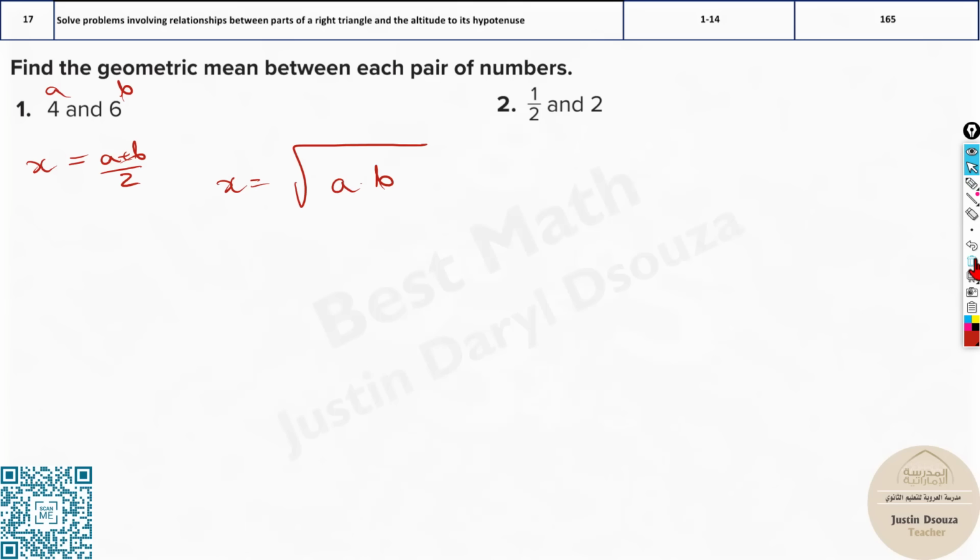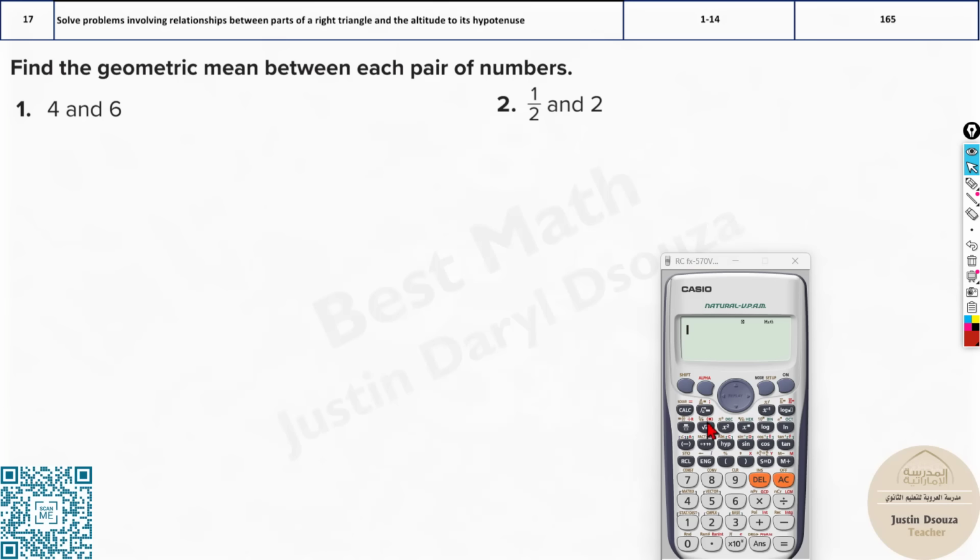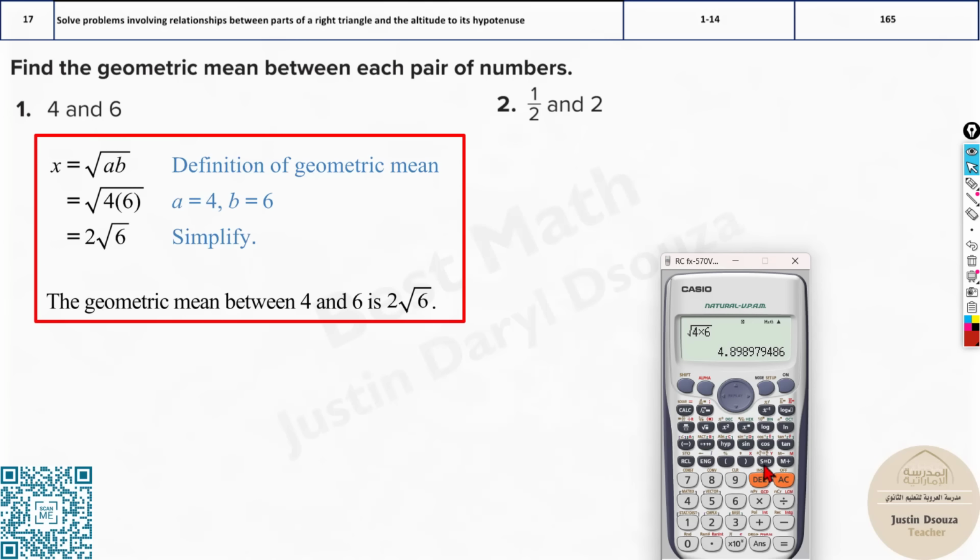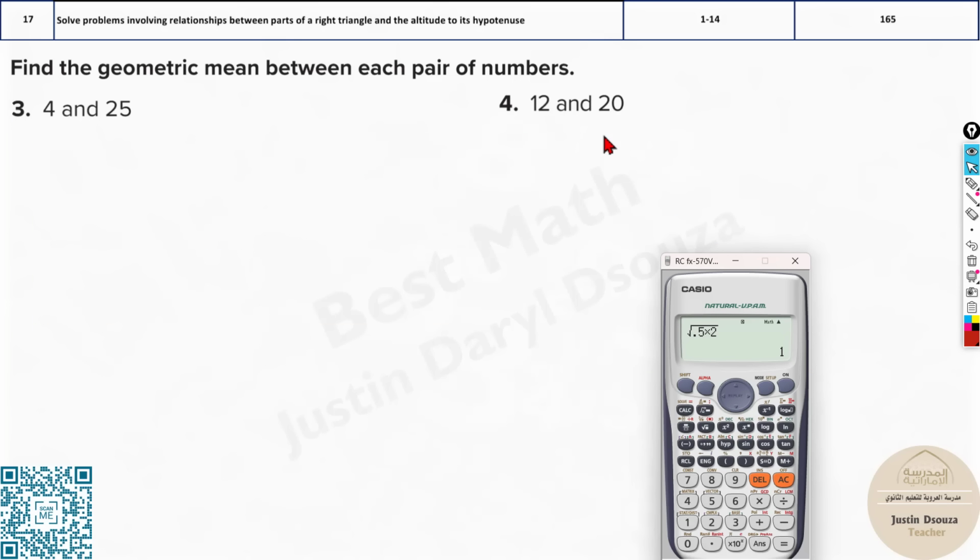So we can use the calculator and solve them directly. Let me show in the calculator itself. All you do is square root and multiply them both. 4 times 6. That's the answer. It's 4.89, or you can write it as 2 square root 6. Same thing over here. It's half, that's 0.5 times 2. It'll be 1, square root 1. That's it. Now, always remember the formula is given as x equals square root of ab. You just substitute the values, 4 times 25 inside the square root. Here it'll be square root of 12 times 20.